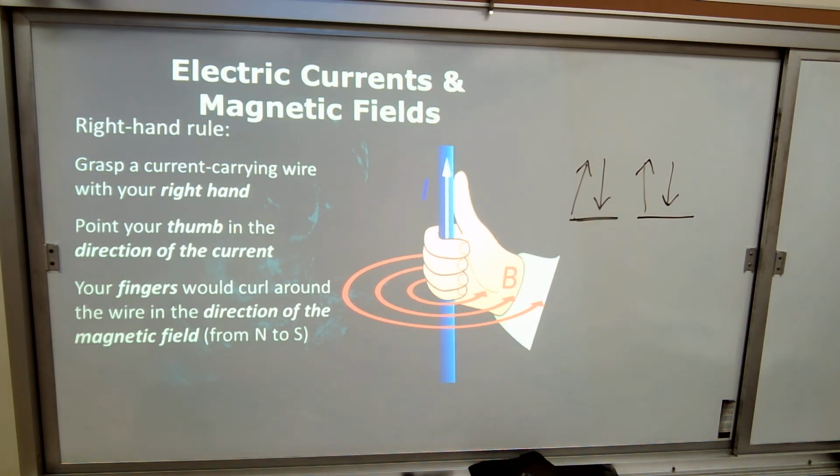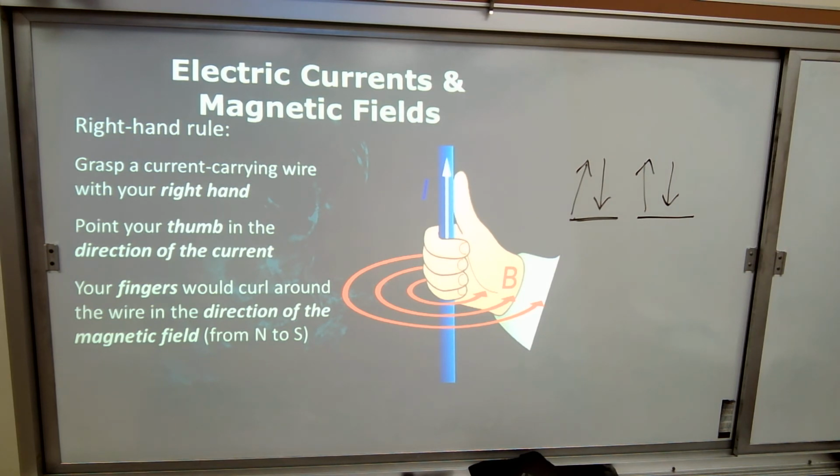Cool. This is the right-hand rule. This is going to be useful. When we take the test over this stuff, when I walk around, I should see everybody looking like crazy people, making their hands go all sorts of ways, because you're going to have to figure out stuff using the right-hand rule on the test.